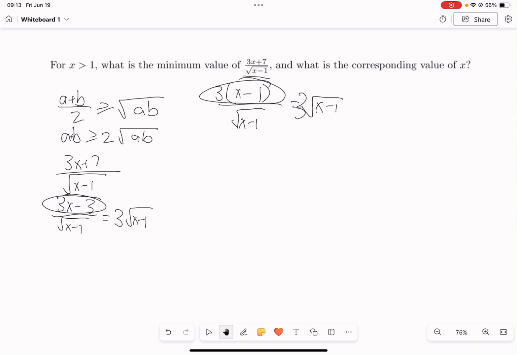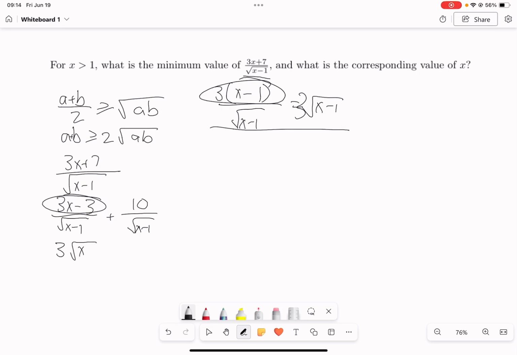But obviously, we can't just change that immediately. That would be cheating. We would have to then add another term, because at the top we can't just turn it from plus 7 to minus 3. But we can subtract 3 and add back the 10. Okay, so now with this result, we can simplify this into 3 root x minus 1 plus 10 over root x minus 1. So we have just simplified the original expression and turned it into this.